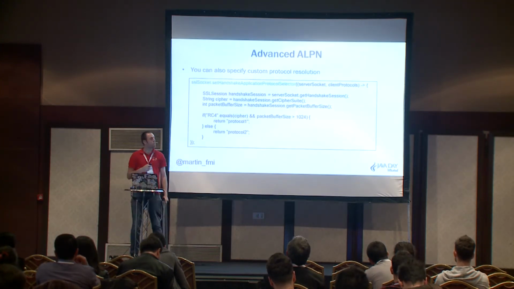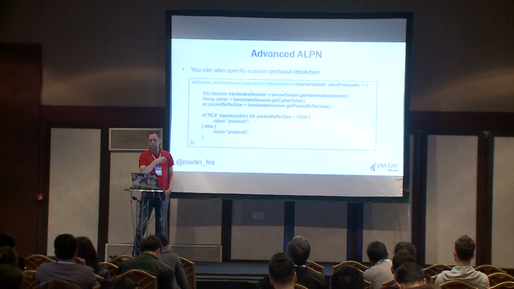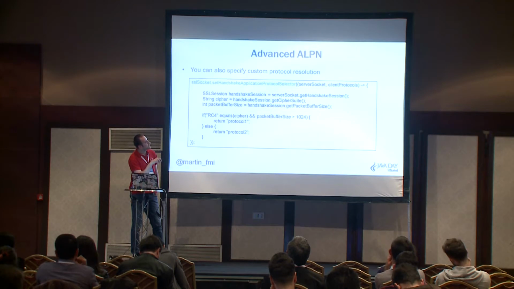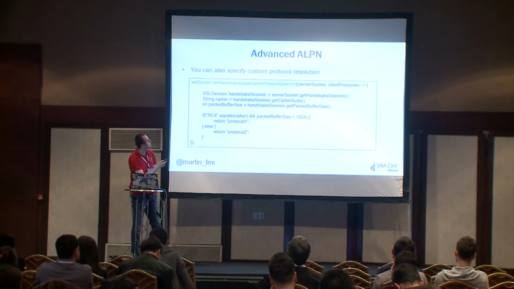However, we have a much more complex way to negotiate the application layer protocol. For that, we need to call the setHandshakeApplicationProtocolSelector method, which is called during the TLS handshake process to determine the protocol. It accepts a lambda, which receives two parameters: the SSL server socket and the list of client protocols suggested by the TLS client.